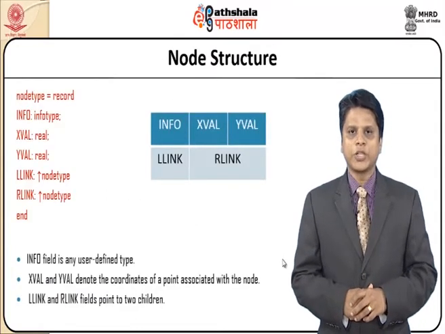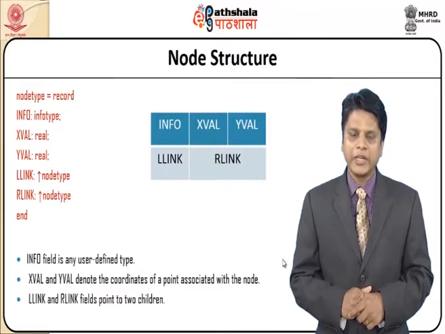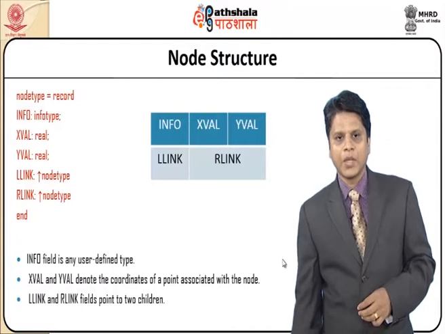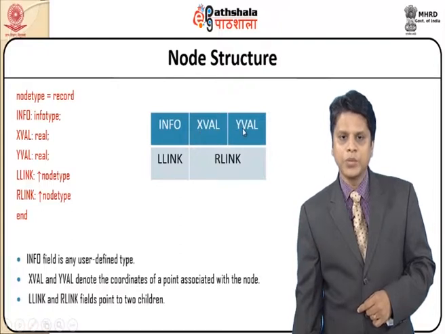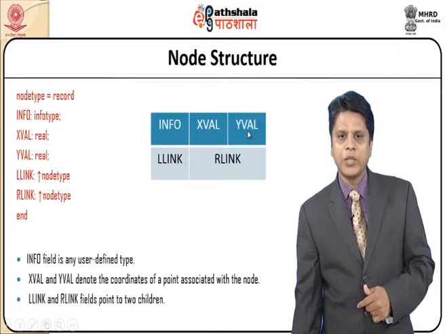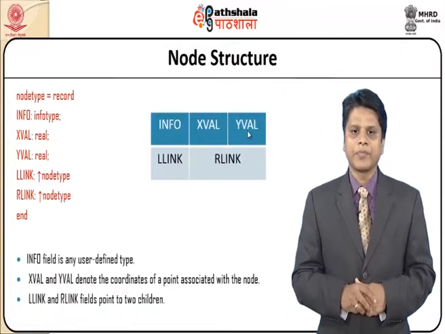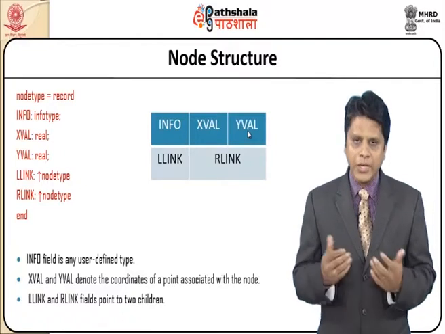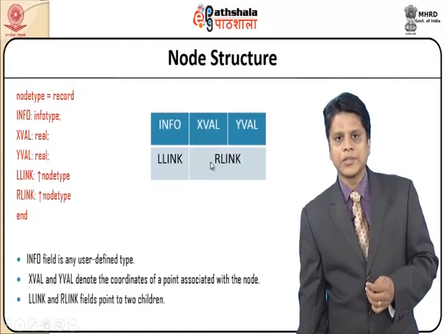Talking very specifically on the two dimensional data structure, the node structure of a 2D tree will be of this form, where the node structure will have information, x value, y value, where the x and y are supposed to be the coordinates. We will have two links, one is called a left link, the other one would be a right link.